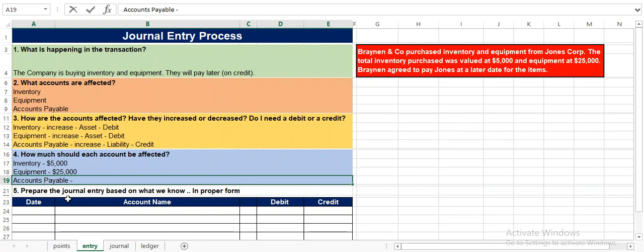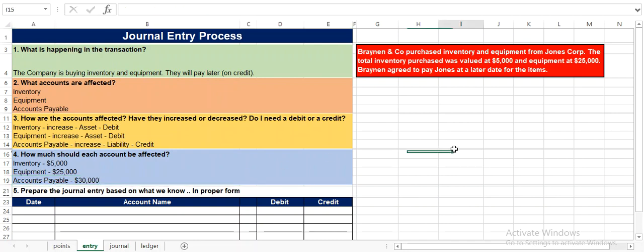Based on the transaction up here, we purchased something from Jones for $5,000 and something for $25,000. So similar to when we go in a store and we pick up 2 items, when we add them together, we should know what we have to pay. And so we have to pay $5,000 plus $25,000, which is $30,000 back to Jones. So that means our accounts payable is supposed to increase by $30,000.